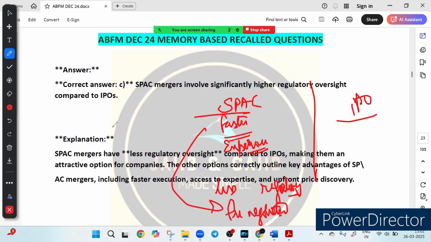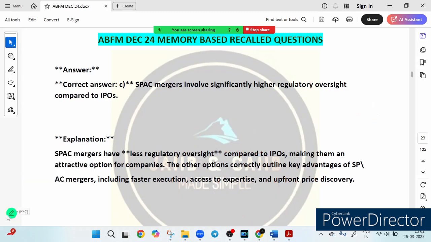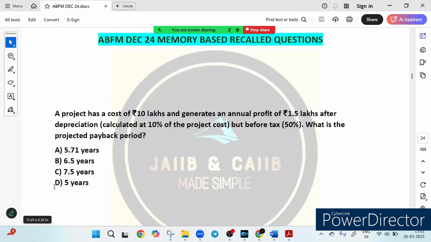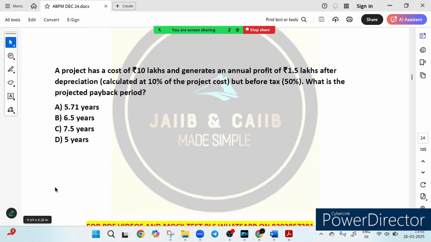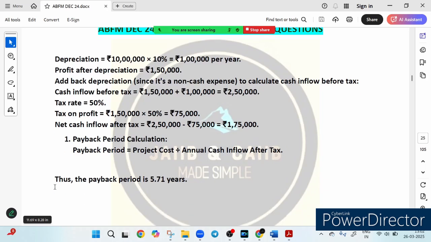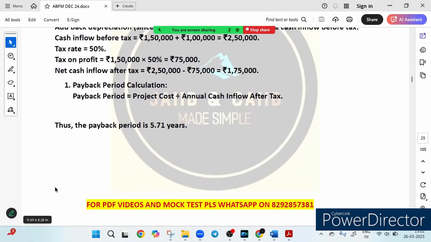How do we compare SPAC and IPO? Now let's see one numerical-based question to make our concept clearer. We have done the question on what is PSC earlier, no need to go through it again. Now let's see the next question that we have.